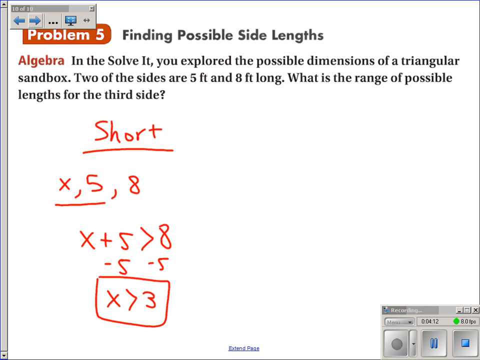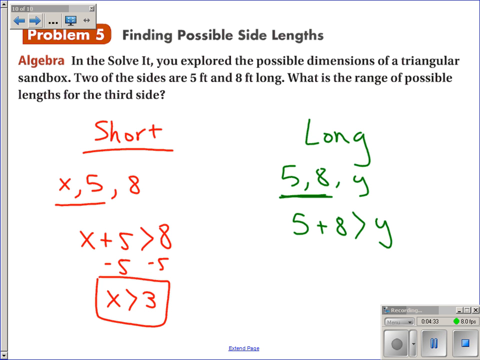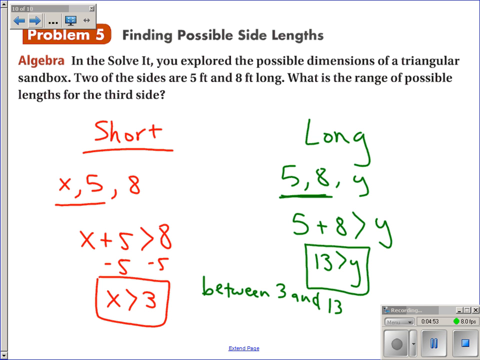I will next think about that third side as being very long, that it's the longest side. So 5, 8, and I'll call it y this time. So I know that the sum of the smaller two is bigger than the third side. So 5 plus 8 must be bigger than y, or 5 plus 8 is 13, must be bigger than y. Meaning that 13 is the longest that y can be. And if it was any longer, we could no longer make a triangle. So the range of possible lengths for this third side is between 3 and 13.